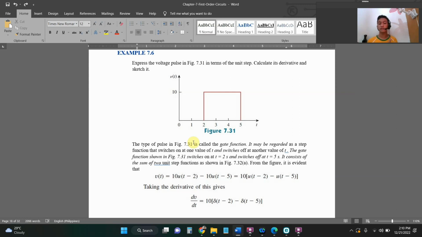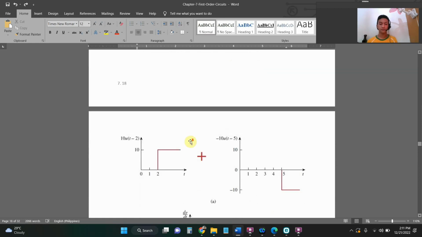So it is evident that v(t) is equal to 10u(t-2) minus 10u(t-5), which is equal to 10[u(t-2) - u(t-5)]. Taking the derivative of both sides gives us dv/dt equal to 10[δ(t-2) - δ(t-5)].